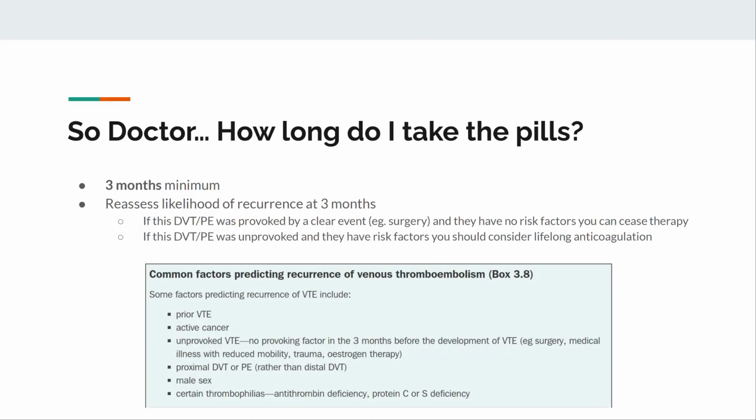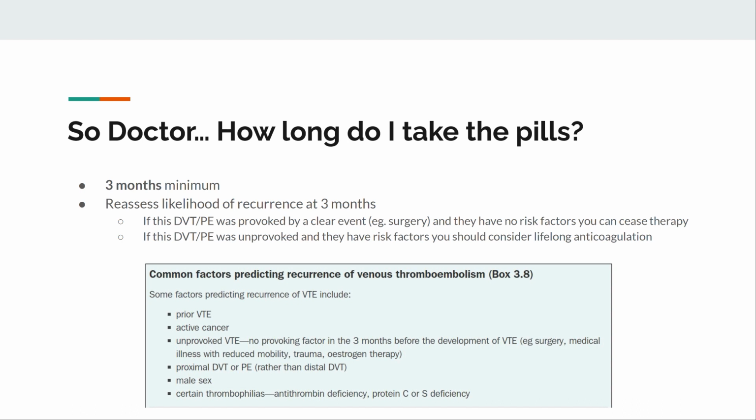How long do you need to take it for? Well, at least 3 months after your PE. And if the PE was unprovoked and you have no idea why it happened, but they do have some risk factors that kind of worry you, then you think, well, this person might just randomly have a PE again and die. They might need to be on anticoagulation forever.